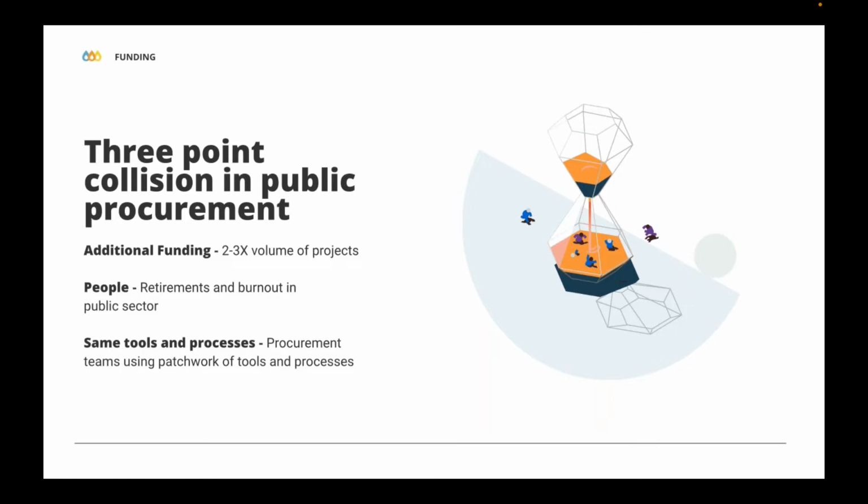So let's start with some context on the macro factors that are going to impact the way public procurement teams operate over the next few years. Because of the economic downturn resulting from the pandemic, governments have been injecting funding at a scale we've never seen before. For example, in the US, you have the ARPA and IIJA funding, which is of course thrusting billions of dollars into the economy.